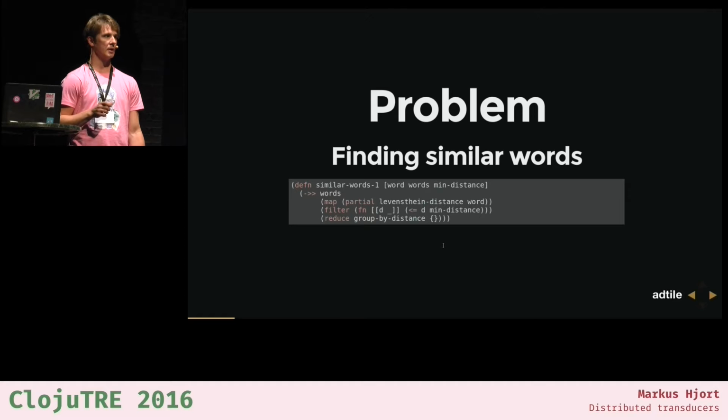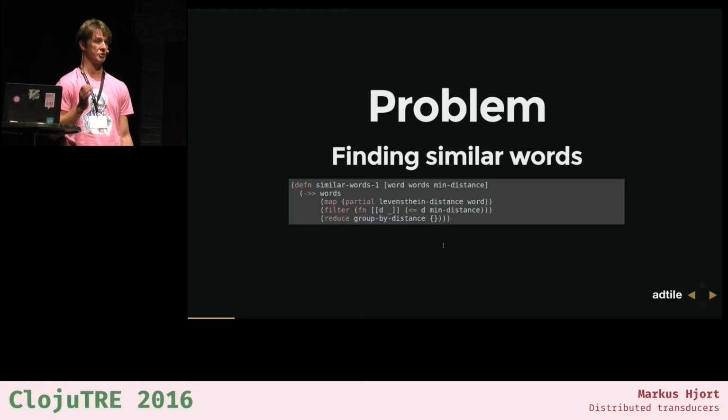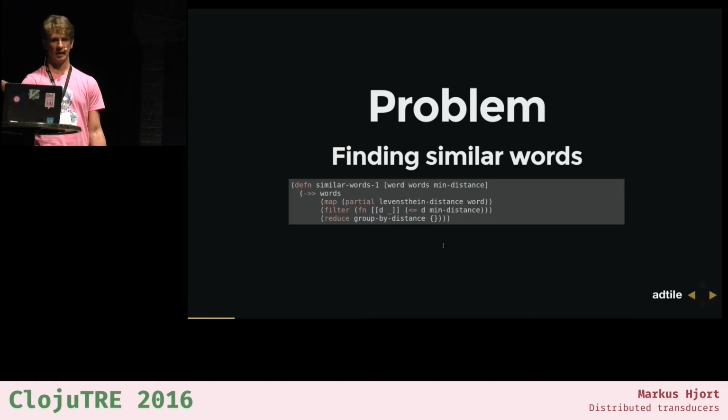The Levenstein distance, I just picked it because it happens to be one algorithm that I actually have used years ago in a real project. Basically, the Levenstein distance just gives you a number. If you get one, the words are very similar to each other, and if you get two, they are not that similar, and so on.